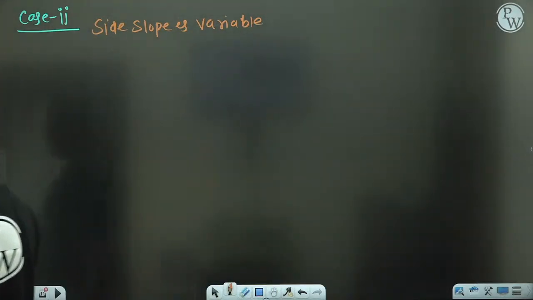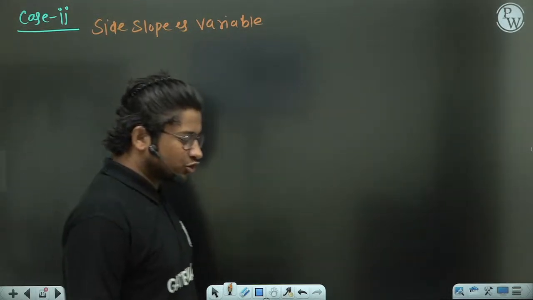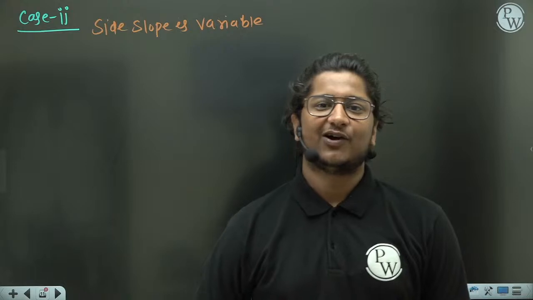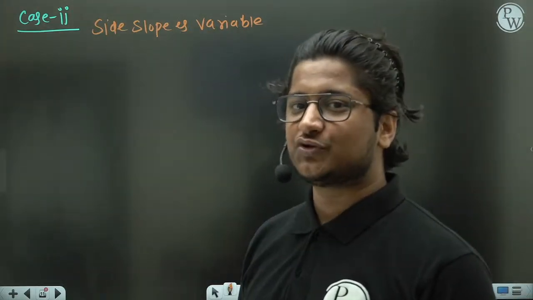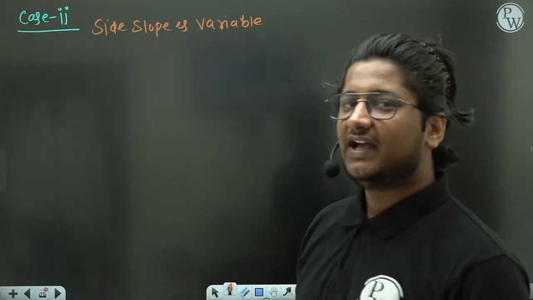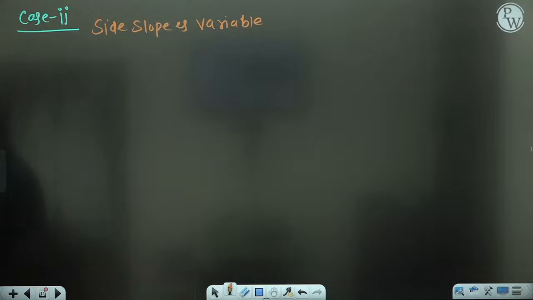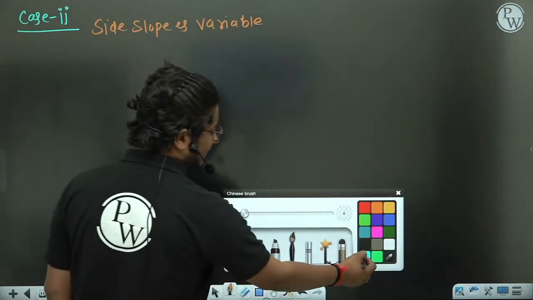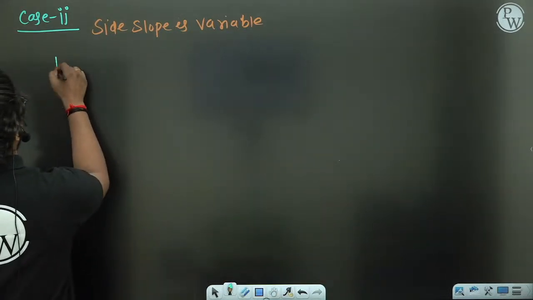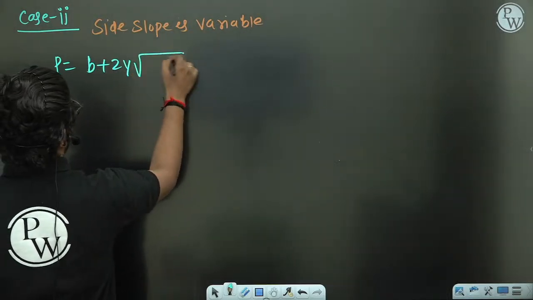The good thing which you need to understand is, if you change the theta, if you change the side slope, will depth vary or not? They have not written that point, but my question to all of you is, if you change the side slope, will depth vary or not? So here also the perimeter will be the same formula which we have written earlier: B plus 2y root under 1 plus m square.